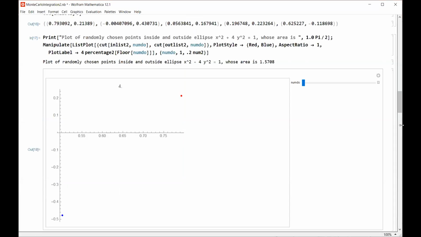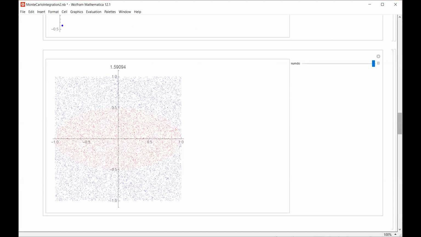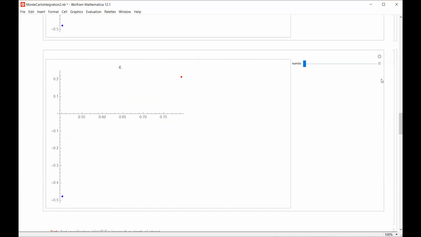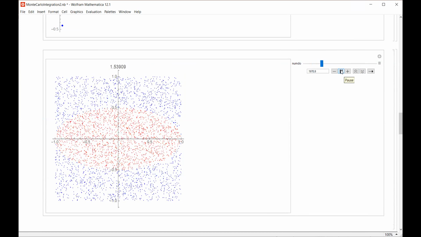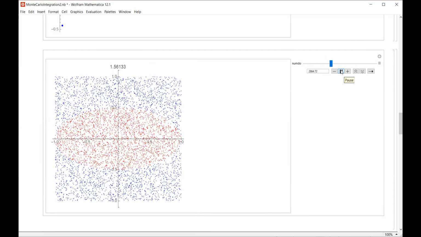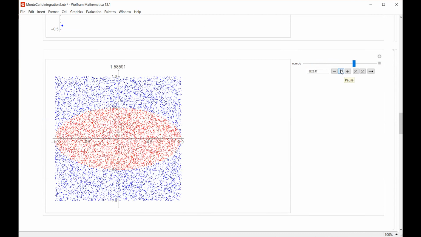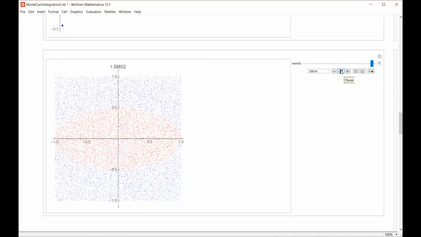So we'll shift to code again. And so hopefully you can very quickly see the ellipse converging. And so this is an ellipse inside the square 2 by 2. Anybody want to guess what the area of the ellipse is?